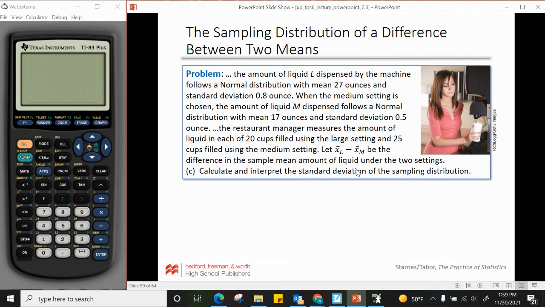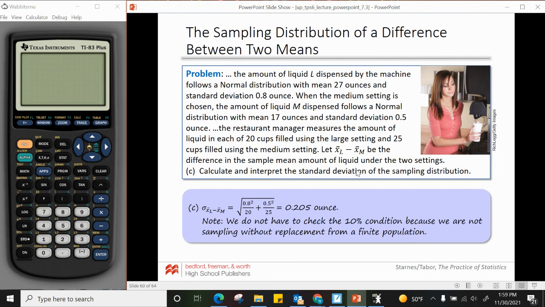And then calculate and interpret the standard deviation. You're going to combine their variances. So it's going to be 0.4 squared over 20 plus 0.5 squared over 25. Add them together and take the square root, and we get 0.205 ounces. Now, we did not have to check the 10% condition here, just like we didn't have to check the large counts condition for the shape, because those were normal. Here we don't have to check the 10% condition because we are not sampling without replacement from a finite population. There is no need for replacement. We essentially are replacing it each time. Each time has its own independent trial, so it doesn't affect it.